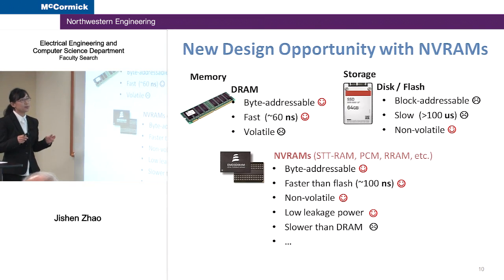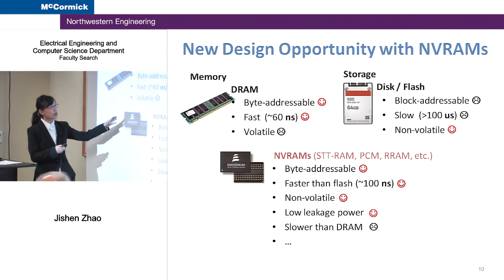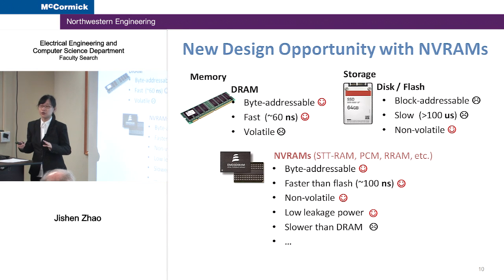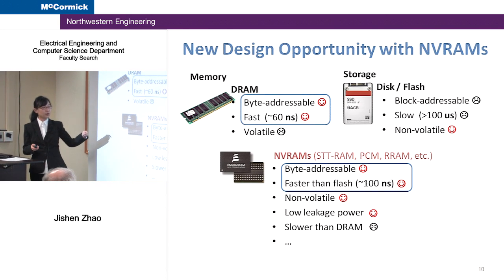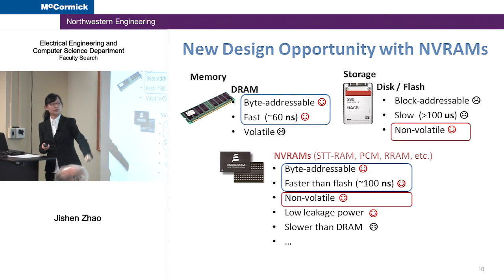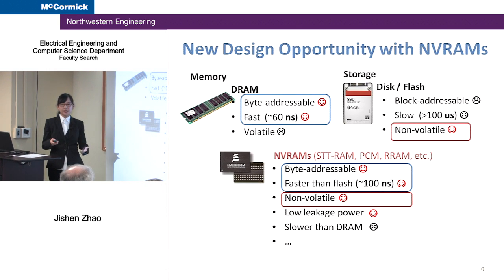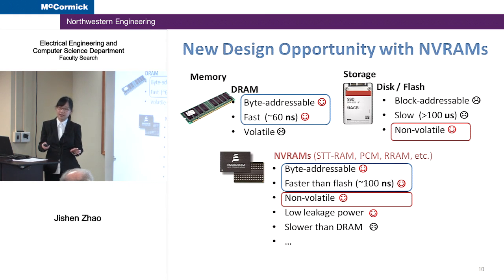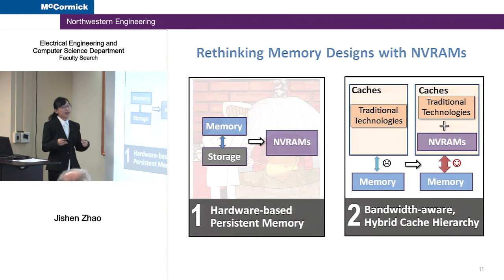However, if we put NVRAMs together with memory and storage, we can find that they have both memory and storage properties, being byte-addressable and fast like memory, and also non-volatile like storage. As a result, NVRAMs can potentially change the traditional way of memory and storage organization by blurring the boundary between the two. So in the rest of this presentation, I would like to discuss what new design opportunities NVRAMs bring in and how to optimize the designs.